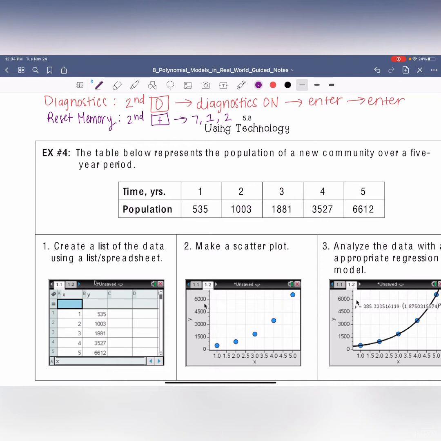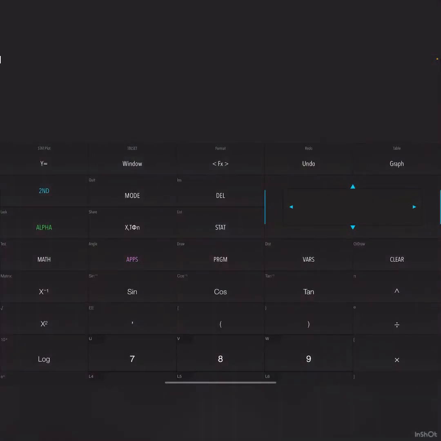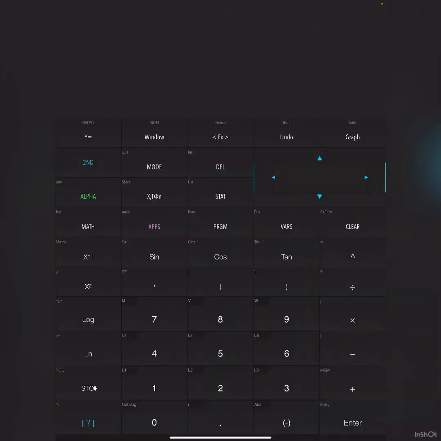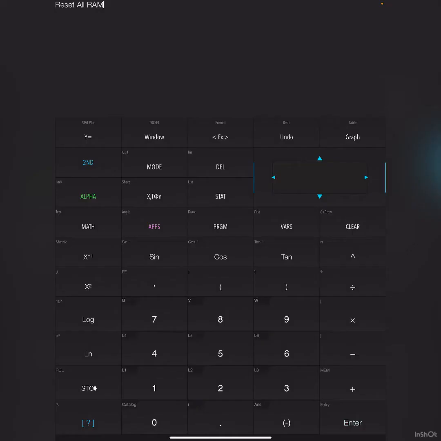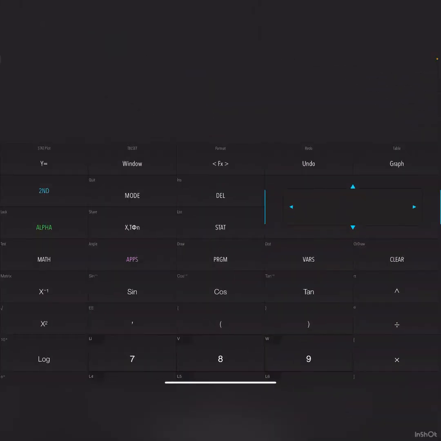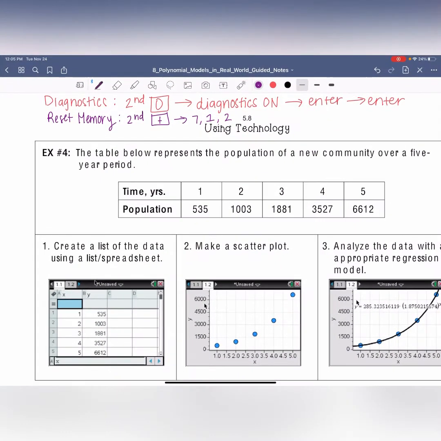I'll show you guys how to do it on this little calculator. So on this downloaded app, we're going to have to turn our screen. There we go. We'll go second plus sign memory. This one doesn't have 7. We're just going to go reset all RAM. And then you want to press enter. And now it's all reset. So we're good. Okay, perfect. Let's go back.